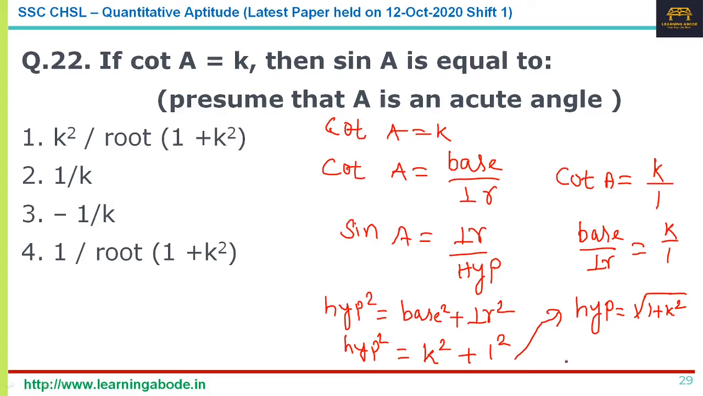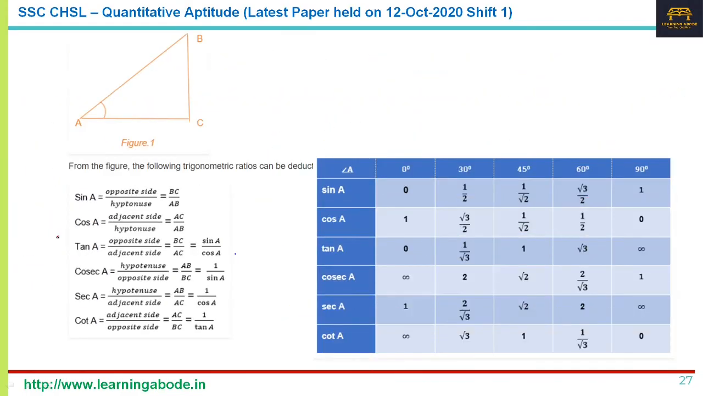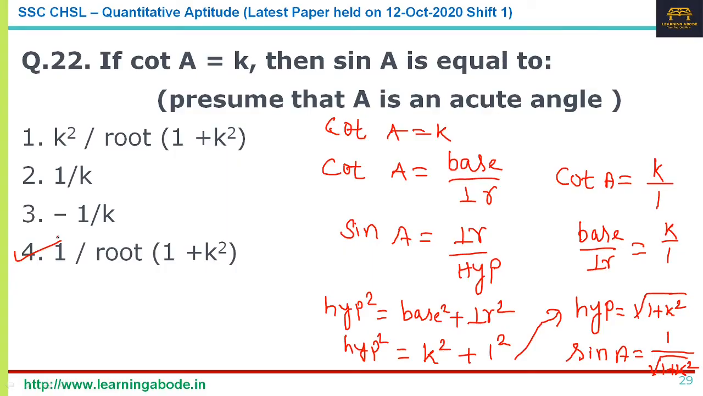So what is sin A in that case? Sin A is perpendicular, which is 1, by hypotenuse. Hypotenuse we have just found as root of 1 plus K square. So sin A is 1 by root of 1 plus K square, that's answer option 4. This is probably the lengthiest of all the questions we have solved, but once you know the basic relations that I showed earlier, it is easy to proceed, though definitely time consuming. So that's the answer for question 22, option 4.